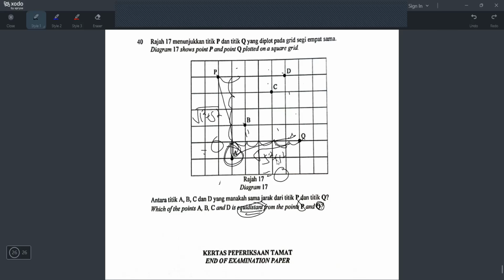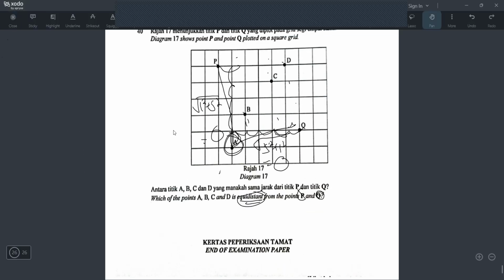But I will not press the calculator because the question never asked me to find the distance. They just ask which point is equidistant. All right? So make sure you bring a compass to your exam because you will need it. You need it to draw locus sometimes, and sometimes you also need it to find the rotation center.